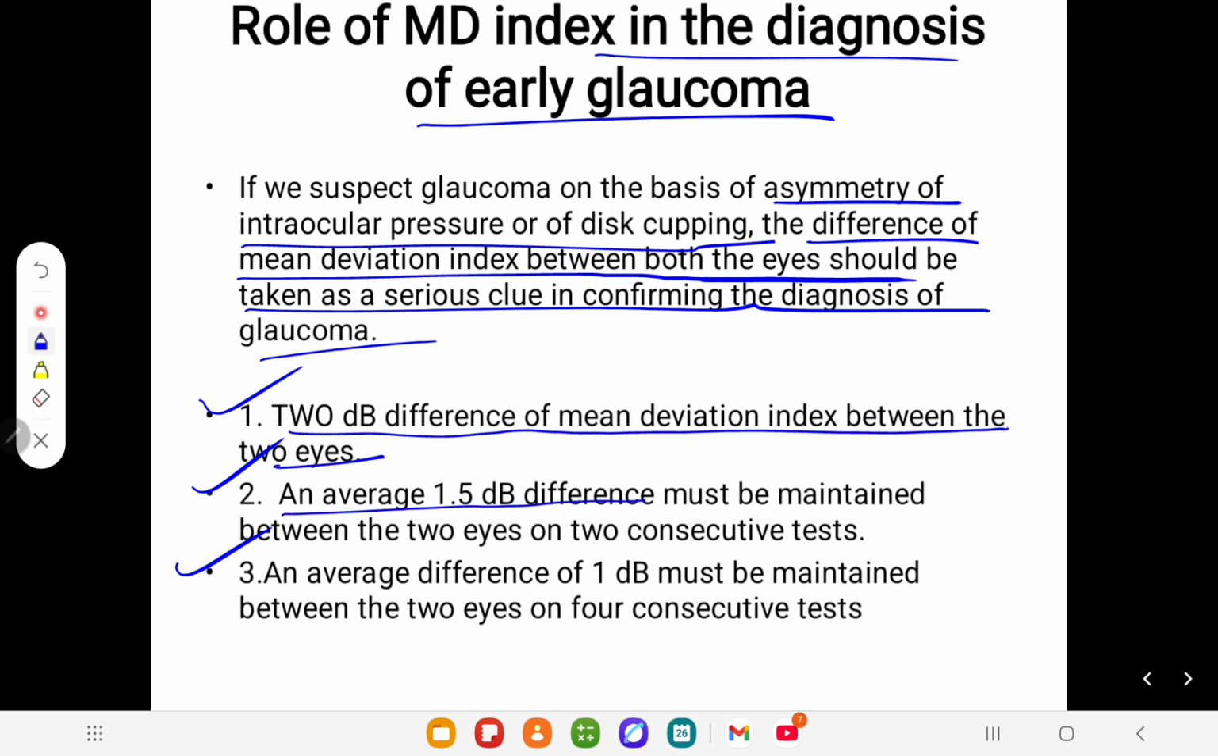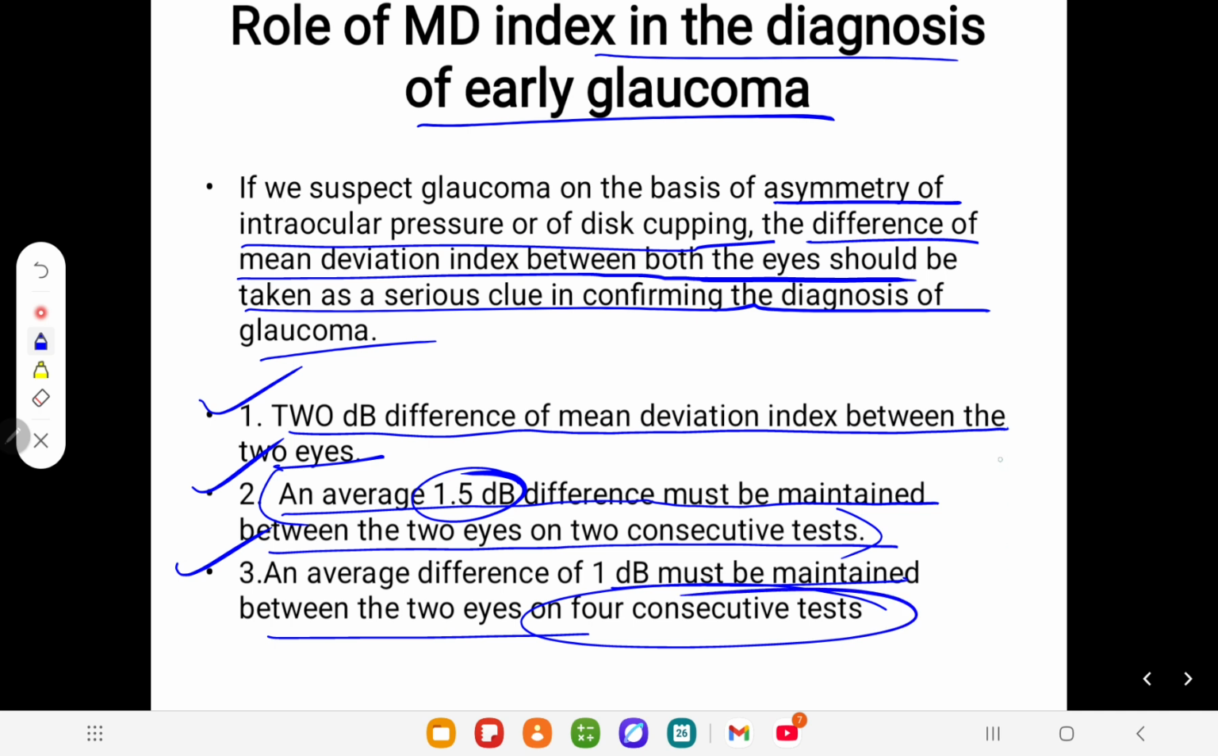An average of 1.5 difference must be maintained between the two eyes on consecutive tests. If you test for the follow-up, then you must know a 1.5 decibel average is good to go. An average difference of 1 decibel must be maintained between the two eyes for 4 consecutive tests. If you come to the follow-up and 4 consecutive tests, you must understand at least in the first and fourth, there is a 1 decibel difference between the two eyes that must be maintained.